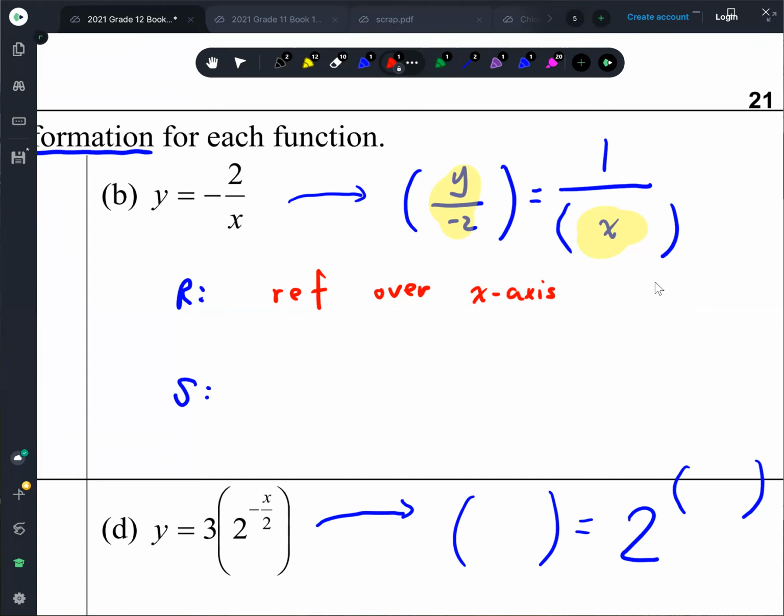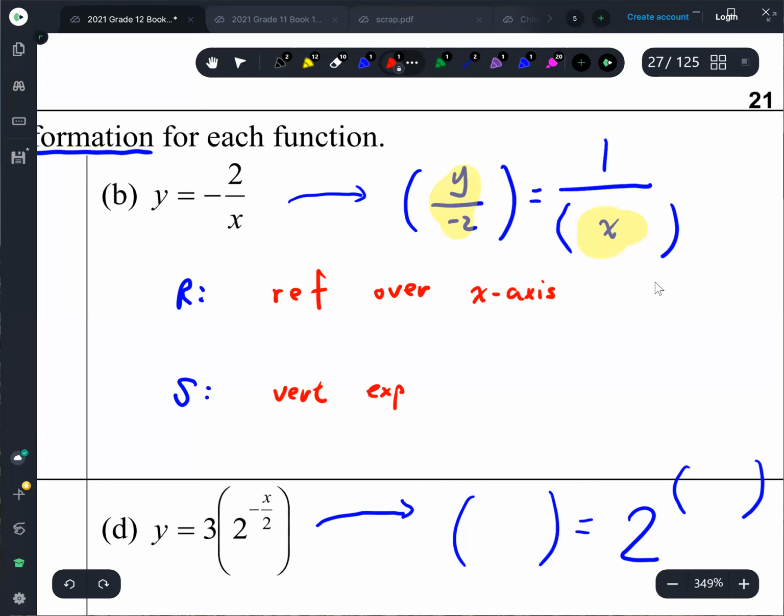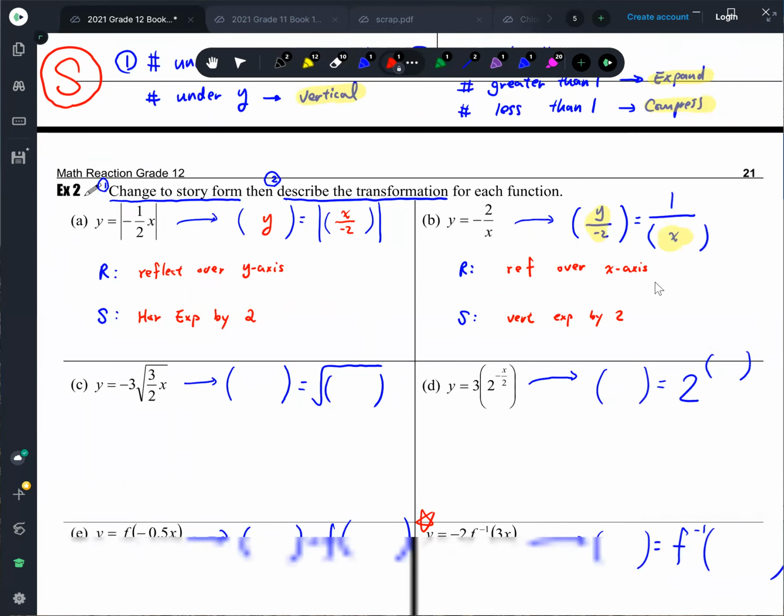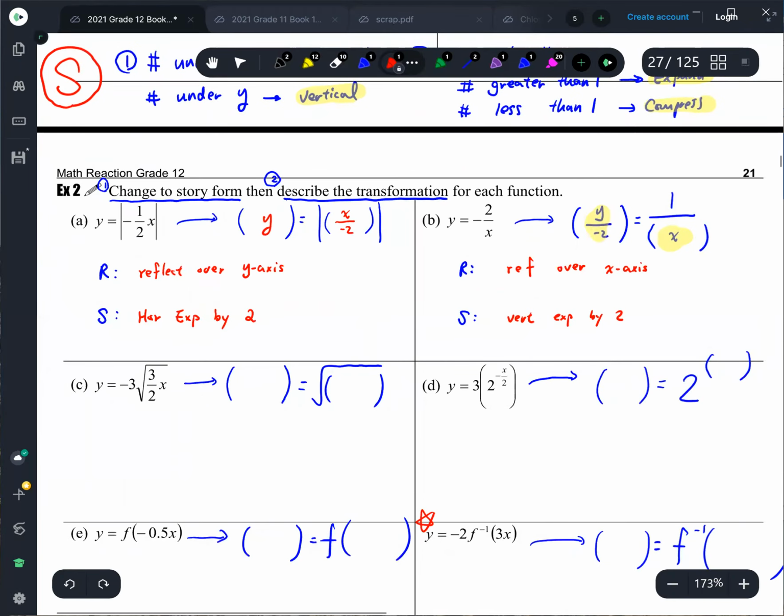Right, and then the S. Lily, how do we answer the S? Vertically expand by 2. Yep, so this one is vertically expand by 2. You ignore the negative sign when you talk about S. Okay, let's move on to the next two, C and D. You have a radical one. Radical we have done several times. Finish C and D and raise your hand.